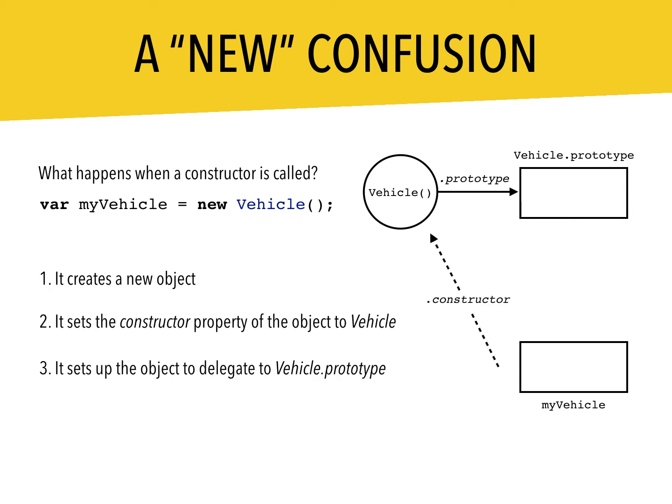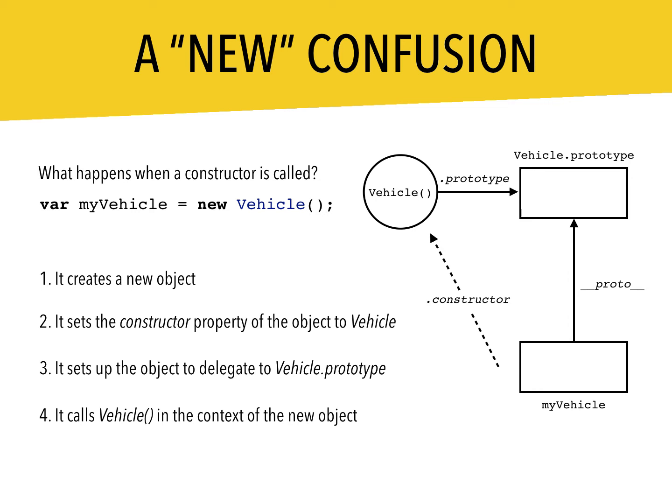The third thing that is important to understand how the prototype chain works is that JavaScript links this new object that I'm creating to vehicle.prototype. So it's creating this link. And last, it calls vehicle in the context of the new object.